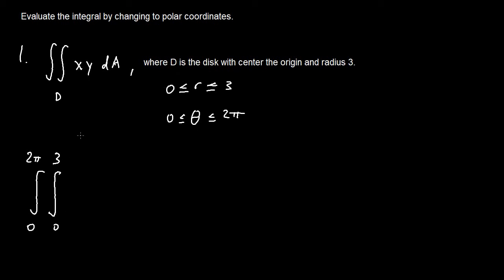Now remember, we also need to change the function so that it is in polar form as well. So remember that x equals r cosine theta. So I can simply replace it with r cosine theta times y, which is also equal to r sine of theta. And remember, in polar form, we always need to multiply by that extra r variable. So we multiply by r, and then we can go ahead and multiply it by dr d theta.